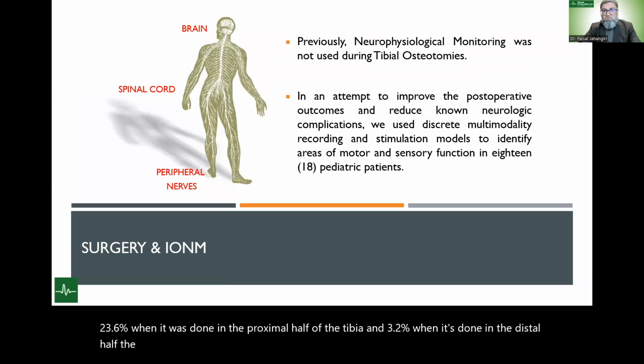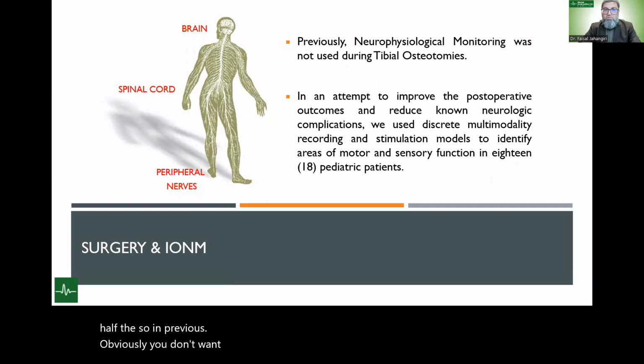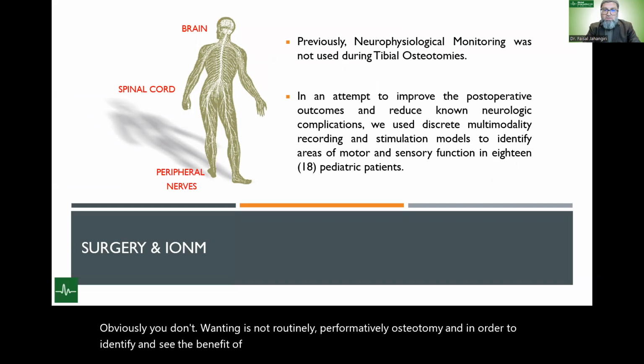Previously, neuromonitoring was not routinely performed in tibial osteotomy, and in order to identify and see the benefit of that, we decided to do surgery and do monitoring in 18 patients.